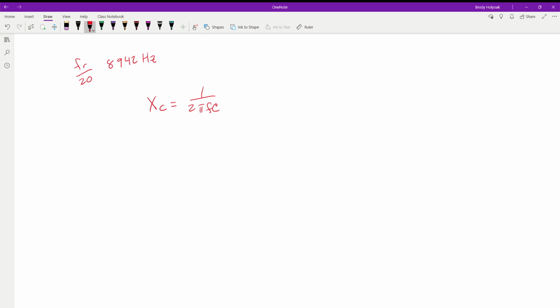So we take our X of C, we find that. So we have 1 over 2 pi times 8942 times the 330 pico. Take the reciprocal of it, and that gives us a value of 53,935 ohms at a negative 90.